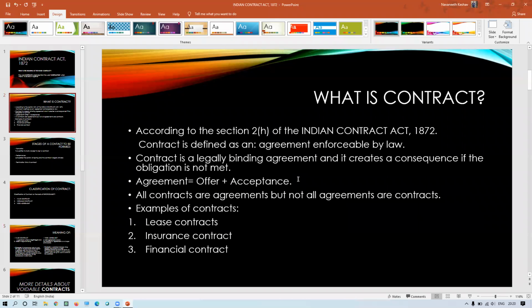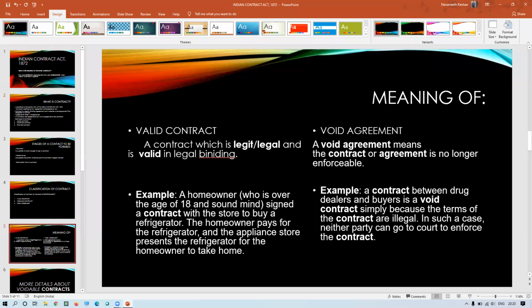As we have discussed, an agreement means offer and acceptance. Here the offer is the house owner paying for the refrigerator. Acceptance here means the shopkeeper is accepting the money and selling the commodity to the house owner. So this is a perfect example of a valid contract.